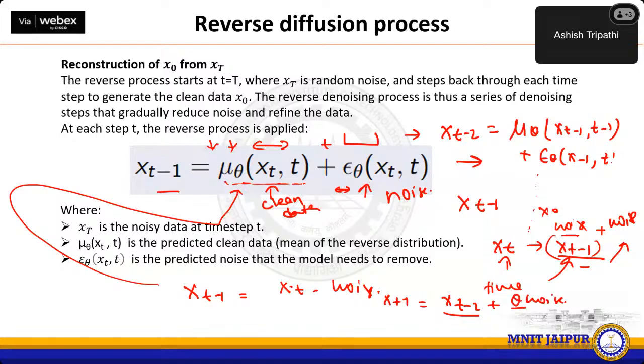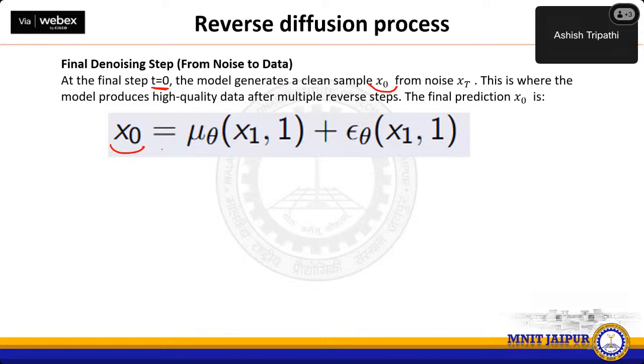Got it. And no doubt, if I come at this step, x of naught, this will be the predicted clean data for me. My ultimate goal is to get x of naught. So in the second last step, where we are going to stop, I will tell the client that this is the actual predicted clean data. It is a matter of timestamp, for which timestamp I am talking about.